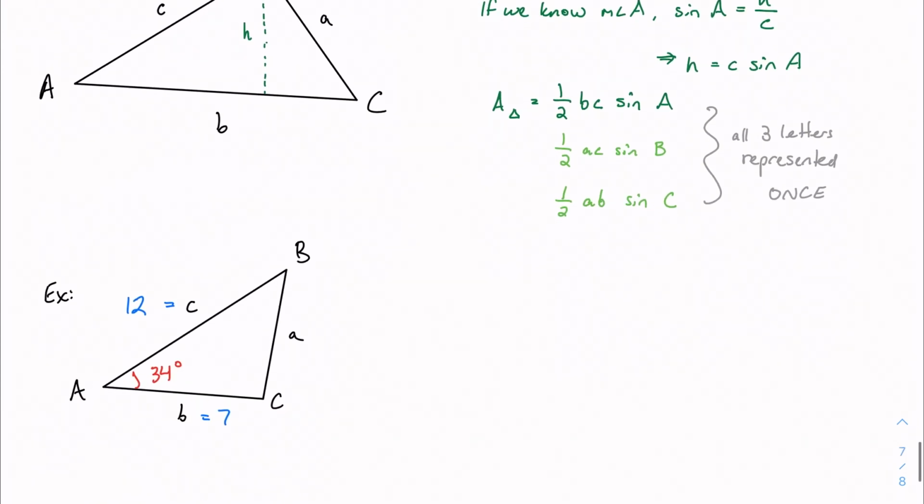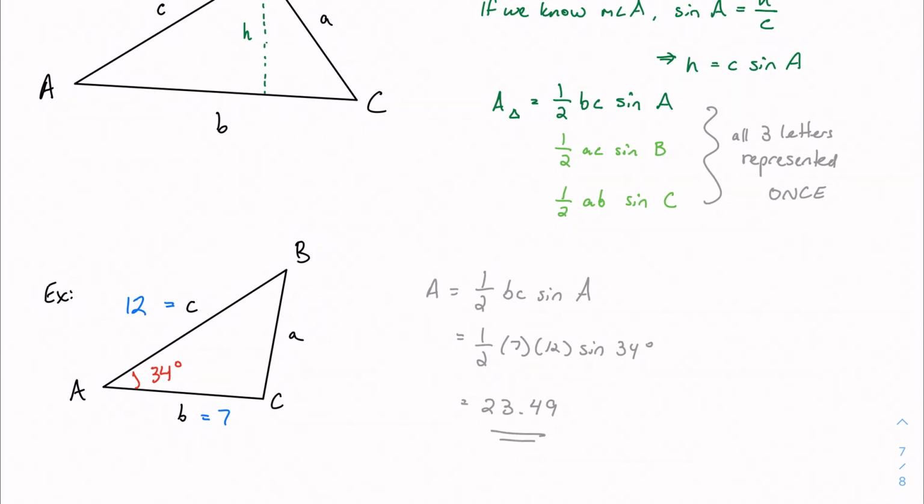Let's practice with a simpler example first before I give you something more IB style. So if I want to find the area of this triangle, I have exactly what I need. I've got the 2 sides and the angle between them. So this is 1/2 BC sine A, 1/2 times 7 times 12 times sine 34. If I put this all together, I get an area of 23.49 whatever square units I have. That's putting the formula in action.